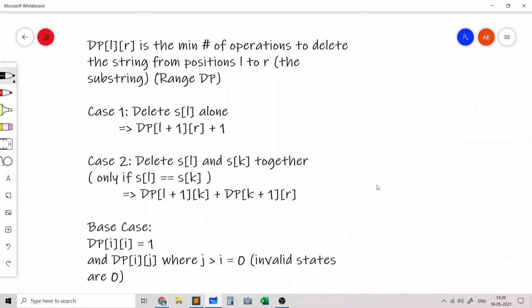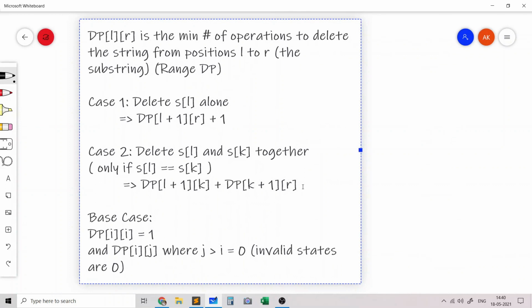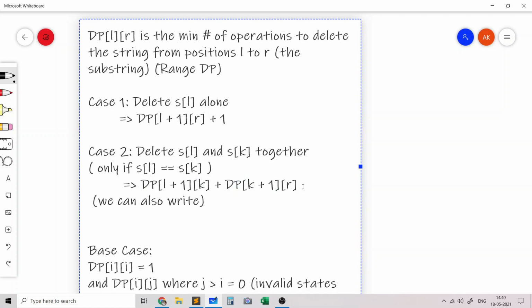Let's just look at the code for this problem. Before we look at the code, it's also important to note that instead of considering dp of L plus 1 to K plus dp of K plus 1 to R, we could have also written dp of L plus 1 to K minus 1 plus dp of K to R. And in this case, we would be deleting L plus 1 to K minus 1, and then we would be deleting K along with L in the second half of the string.